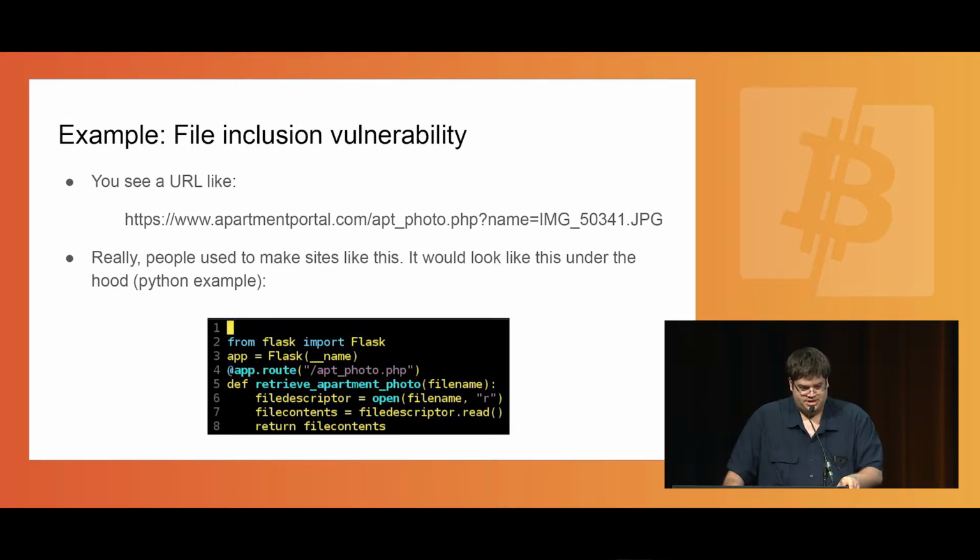The way the vulnerability works under the hood is in the source code example at the bottom of the screen. Essentially, it takes user input and then opens up the file directly without sanitizing it or having a whitelist or anything. That's really bad because you could just open up anything you want on the server.